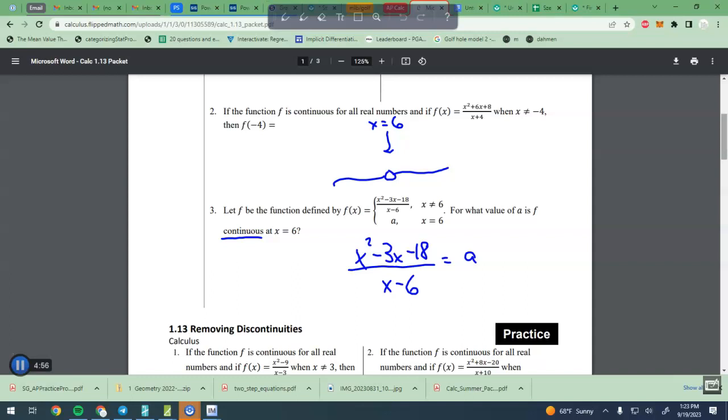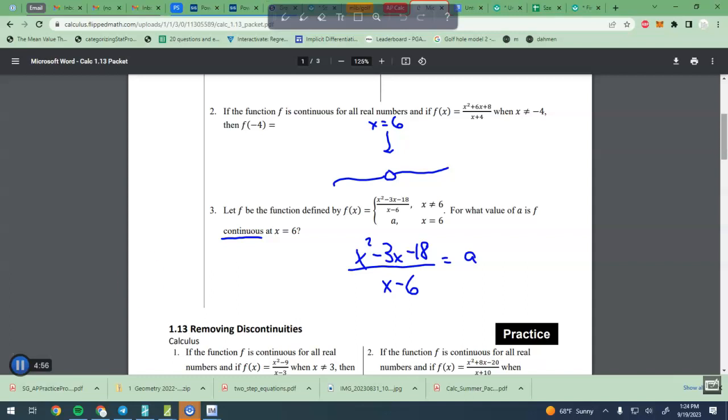But if I go to plug 6 in right now, because I know x is 6, I'm going to get 0 over 0. So I get stuck. So then what do I do? Well, I'm factoring to find what? What am I trying to find? What about the hole? I know the x value. It's 6. So I'm trying to find the y value, and how do I find the y value? I find the limit. That's what I'm trying to get you to understand.